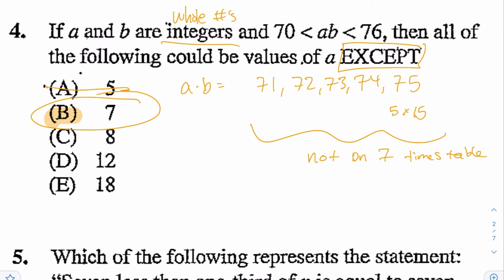Choice C is 8. 8 times 9 is 72, so that could potentially be it. For choice D, 12. 6 times 12 is equal to 72. That could be it. And then 18 times 4 would be 72. So that's also not it. So the answer is choice B because none of these numbers are a multiple of 7.